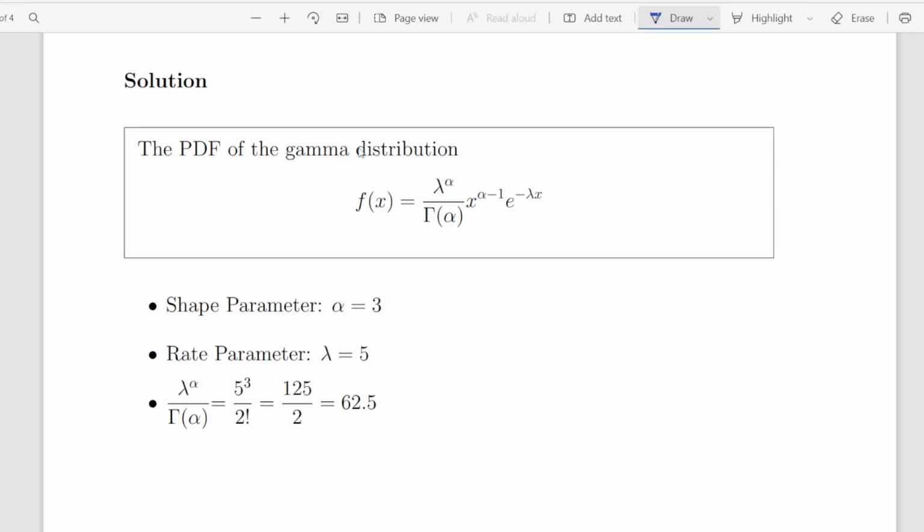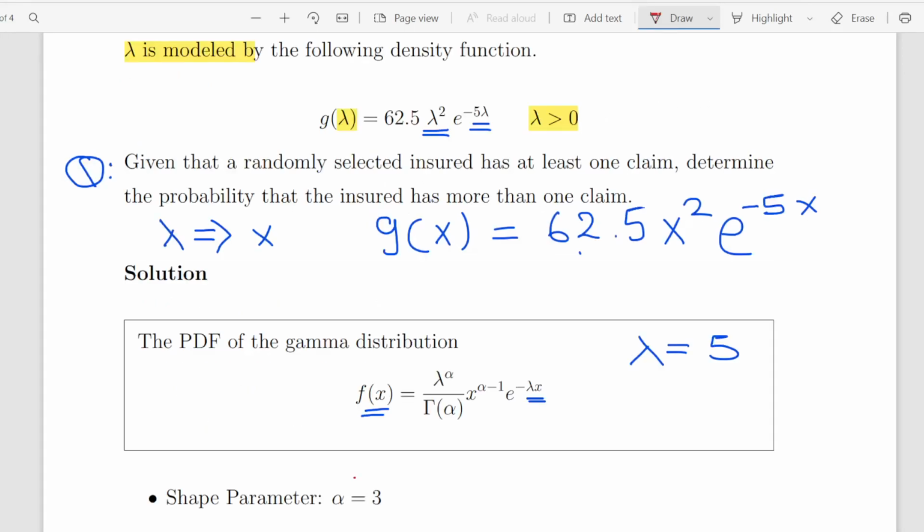Okay, so the PDF of the gamma distribution, now remember this is in terms of x here, so f of x equals lambda to the power of alpha over the gamma function of alpha, that's essentially going to work out as a constant, times x to the power of alpha minus 1 times e to the minus lambda x. I'll pause there briefly so I can demonstrate what I plan to do. Essentially I'm just going to rewrite the above function in terms of x. So I'm going to transform from lambda to x. So I have g of x equals 62.5 times x squared times e to the minus 5x.